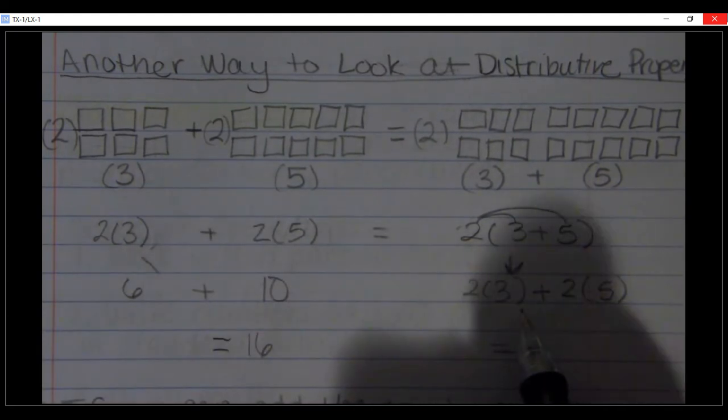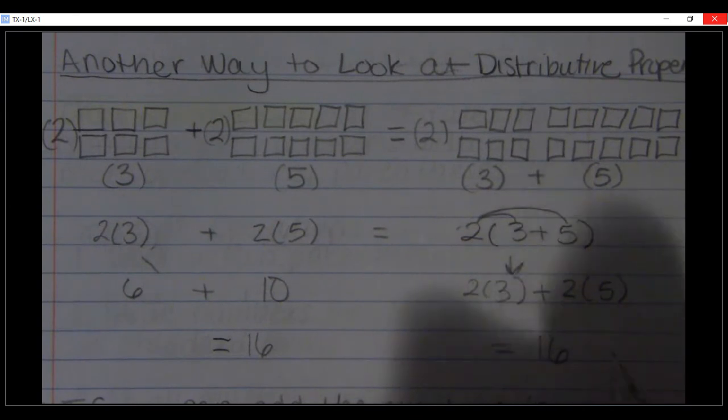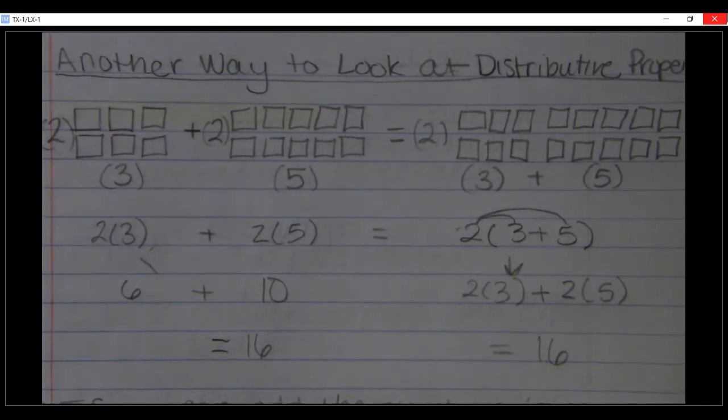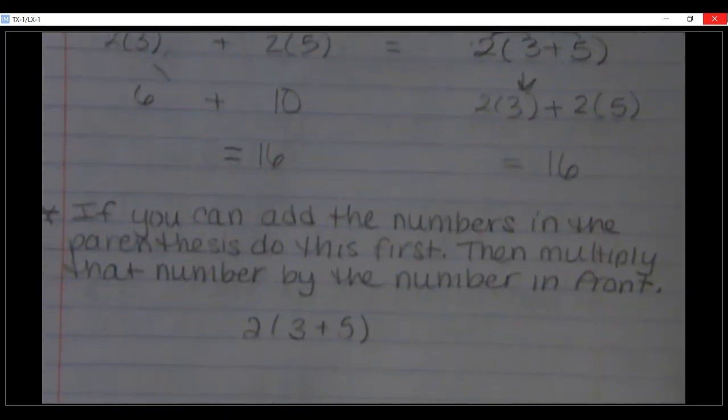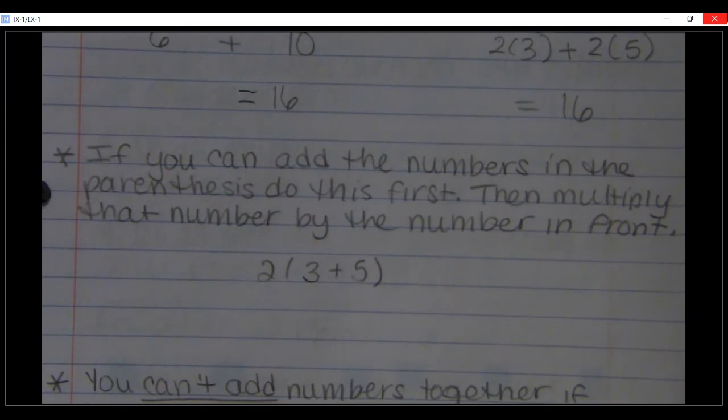And over here, I have 2 times 3, which is 6. 2 times 5, which is 10, which is equal to 16 when you add them together. So either way you look at it, distributive property does work. It is something to keep in mind, as I said, later on. I am going to make one little note with this, though, you guys. And that is if you can add the numbers in the parentheses, do this first, then multiply that number by the number in front. So it's just another way of doing it.